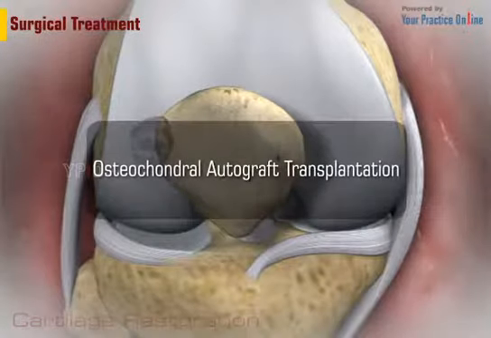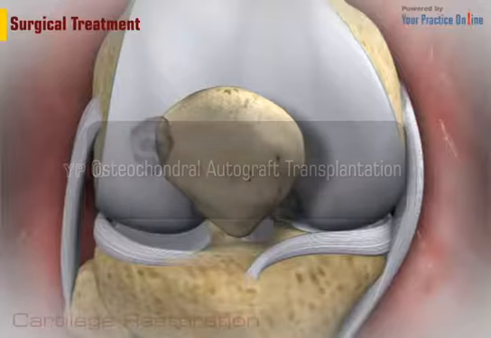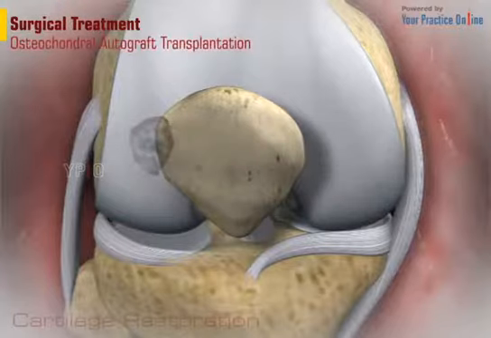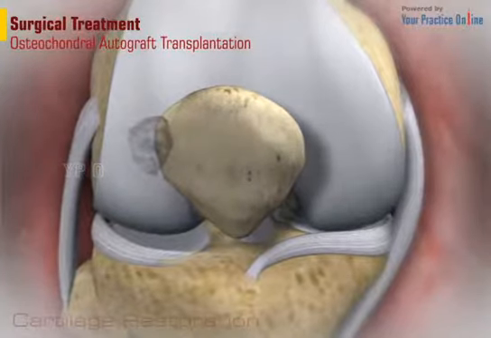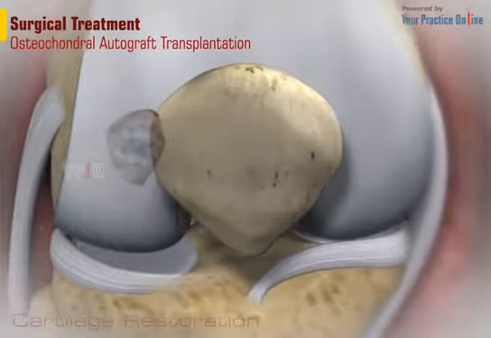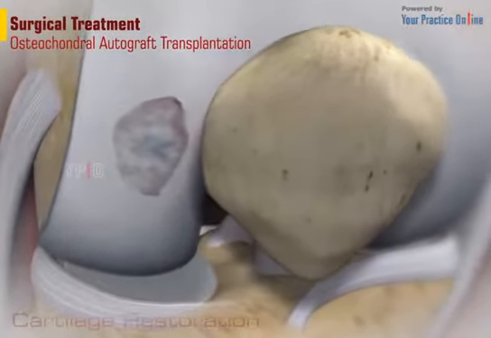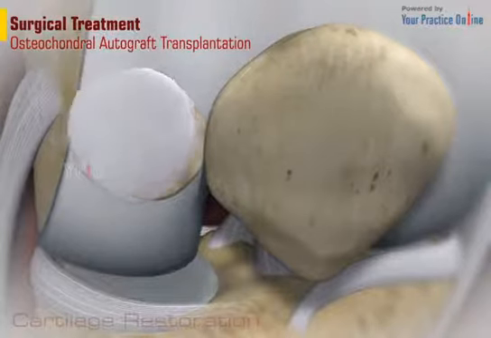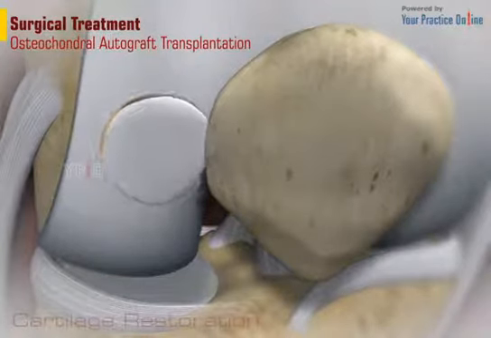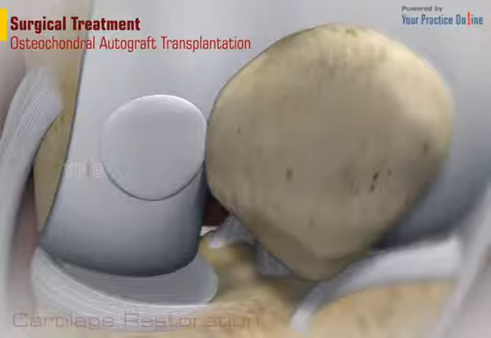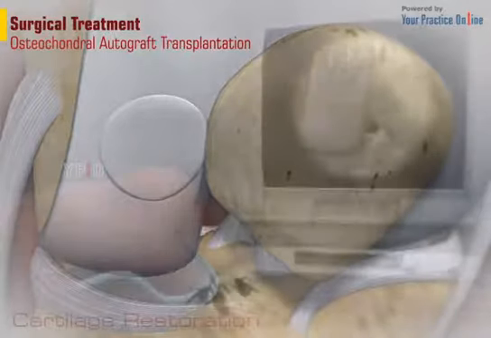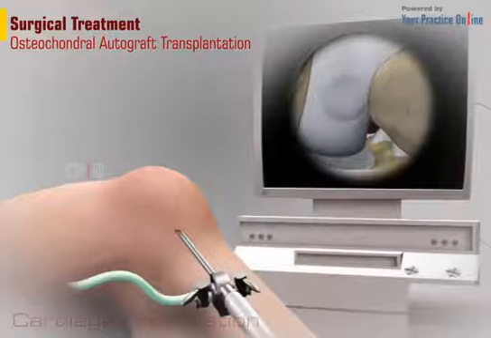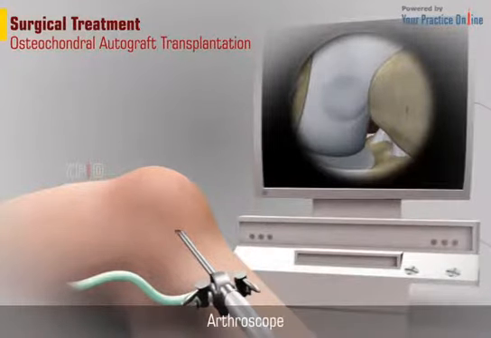Osteochondral autograft transplantation. Osteochondral autograft transplantation is a procedure in which healthy cartilage tissue is taken from the non-weight-bearing part of the bone and placed into the defect area, creating a smoother surface on the cartilage of the joint. This procedure is done for smaller defects and can be performed with arthroscopic technique.